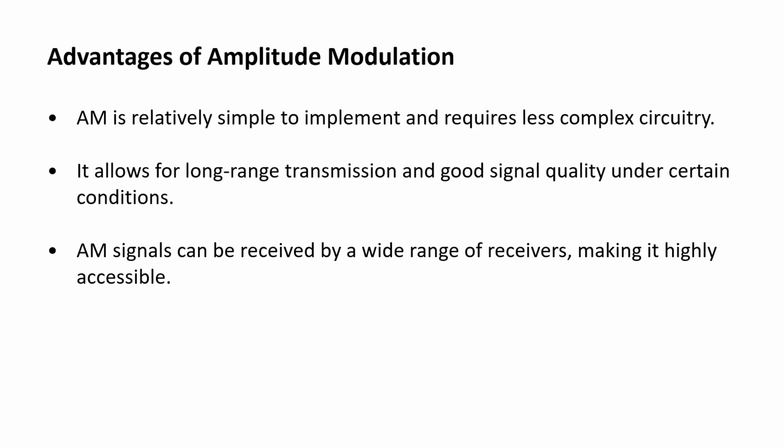Advantages of amplitude modulation signals are simple transmission and reception. Amplitude modulation signals are easy to generate and detect using simple circuits, making them cost effective. The second point is long range transmission. Amplitude modulation signals can travel long distances, especially at lower frequency, and can reflect off the ionosphere, making them suitable for long range communications.